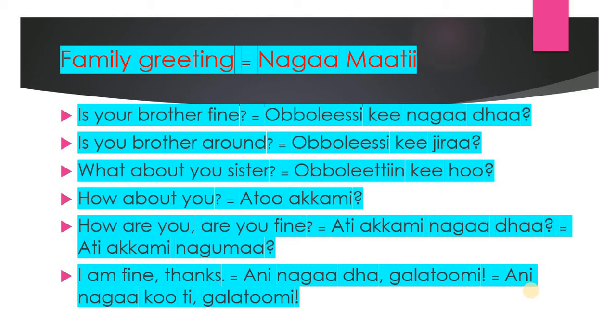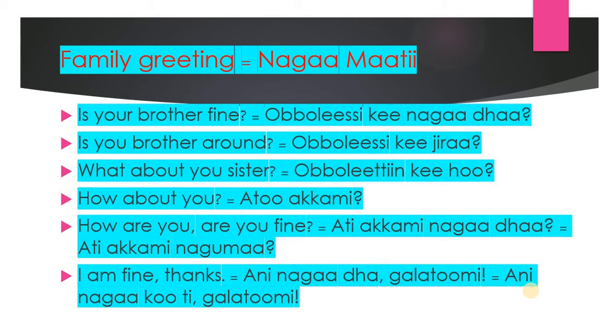So, is your brother fine? Obboleessi kee nagaadhaa? We have seen these questions earlier as well, just as a repetition. Is your brother around? Obboleessi kee jiraa? Obboleessi kee jiraa can be a greeting as well, a question about his being around or not. Obboleessi kee nagaadhaa can be said obboleessi kee fayyaadhaa, obboleessi kee nagumaa, obboleessi kee jiraa. These are all greetings.